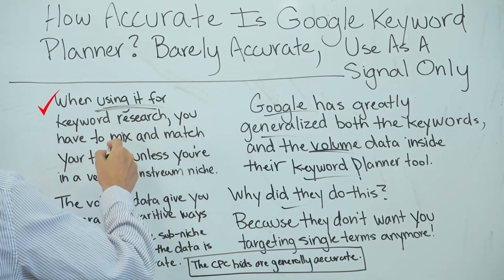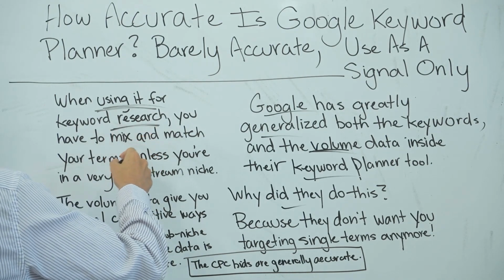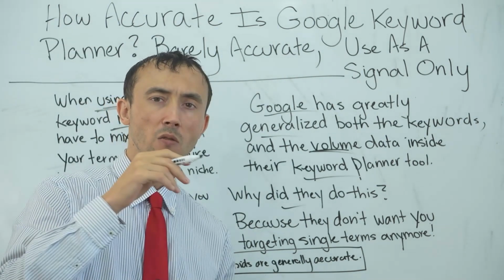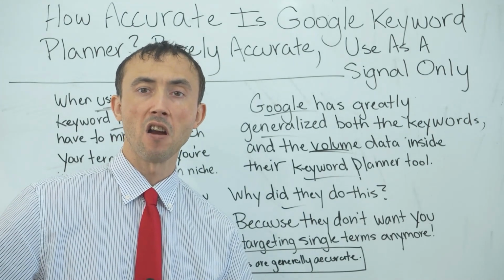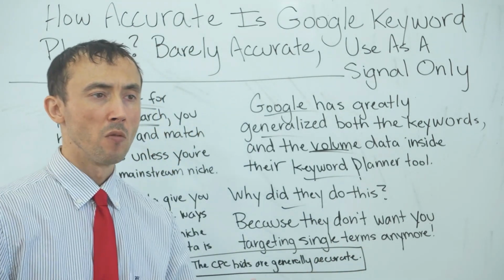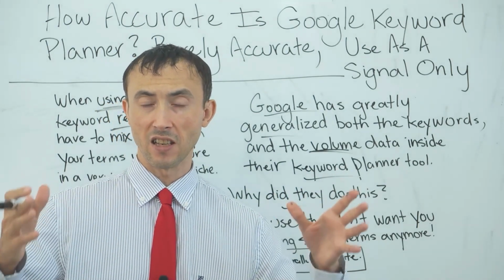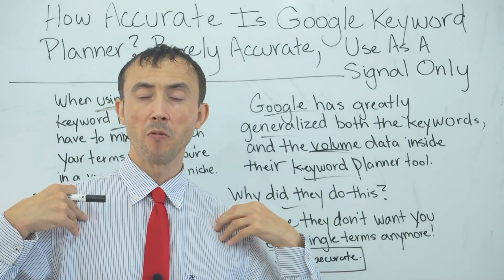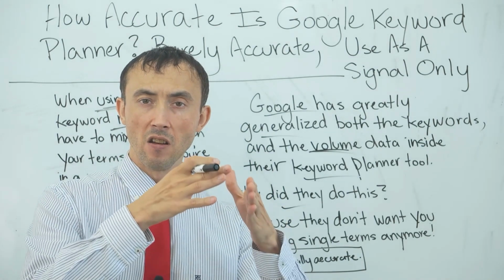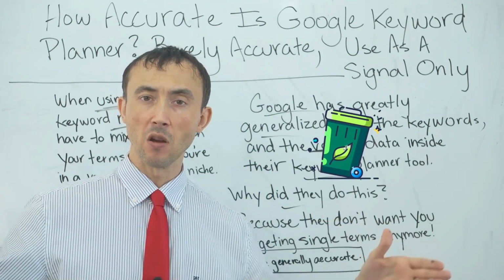When you're using the keyword tool for research to come up with your keyword list to target, as I mentioned before, because Google doesn't want you to target individual terms, and they want you to, like an exact match, and like we're going to do at our firm, to really laser in on what's actually producing the business so we can get rid of all the waste.